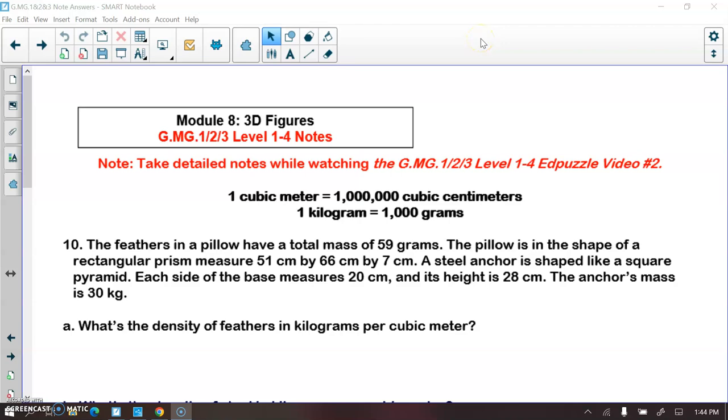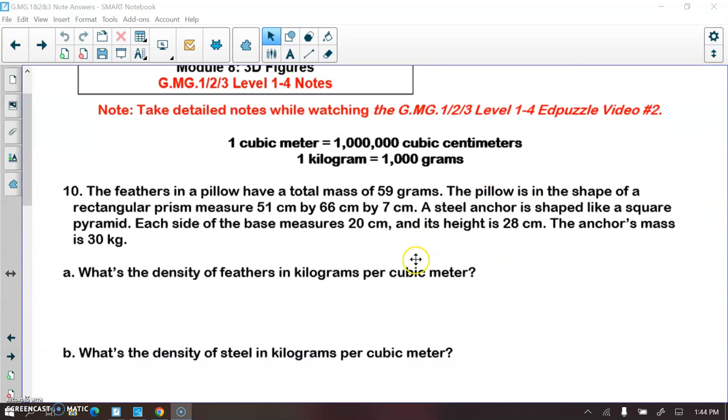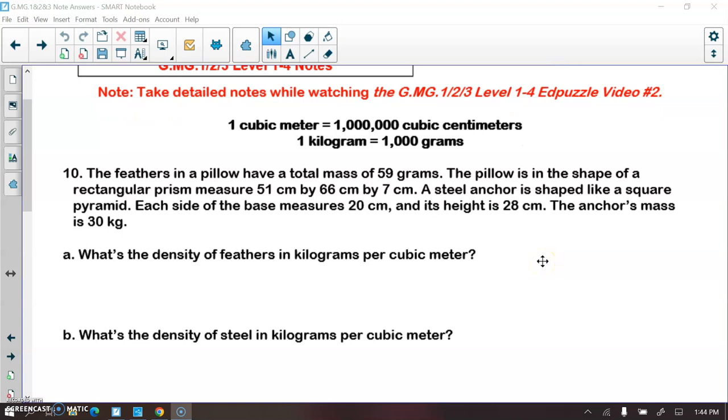All right, so the feathers in a pillow have a total mass of 59 grams. The pillow is in the shape of a rectangular prism, measuring 51 centimeters by 66 centimeters by 7 centimeters. A steel anchor is shaped like a square pyramid. Each side of the base measures 20 centimeters, and its height is 28 centimeters. And the anchor's mass is 30 kilograms. We want the density of feathers in kilograms per cubic meter.